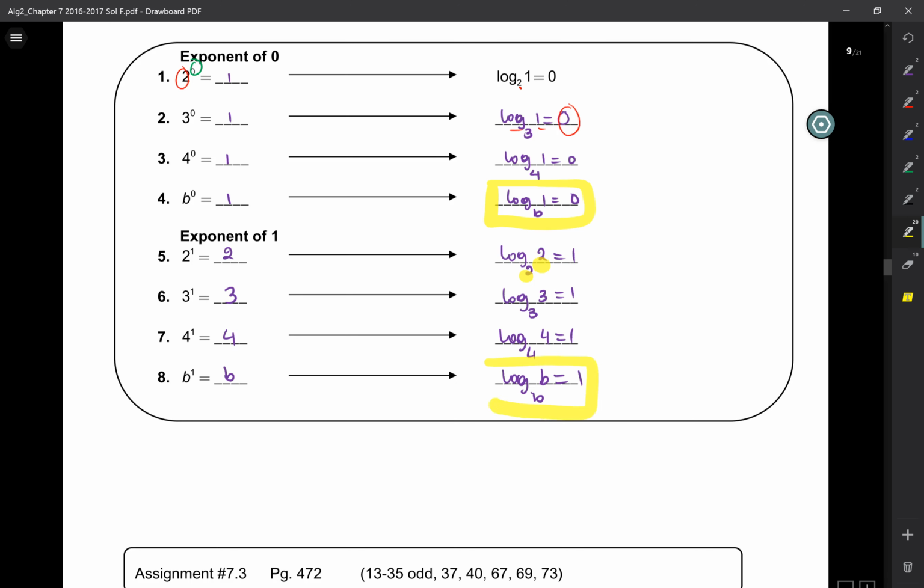So log base b of b is always equal to 1 because any base to the power of 1 is the same number. And any base to the power of 0 is 1. You cannot allow yourself to forget those. If you're walking down the hallway and somebody taps you on the shoulder and says, hey, what's log of 1? What do you immediately say? 0. What's log of 1? 0. What's log base b of b? 1. It's got to be very, very quick.